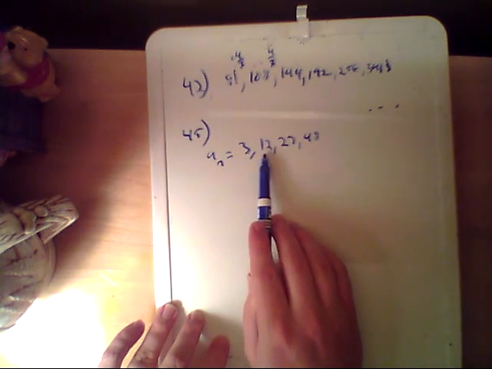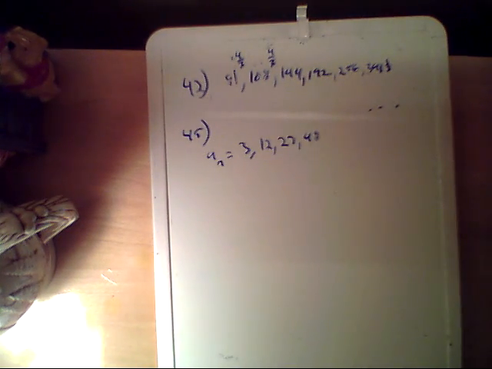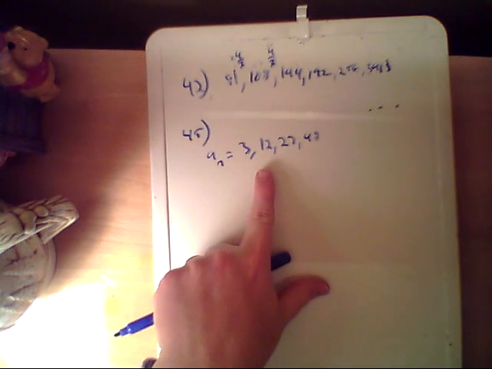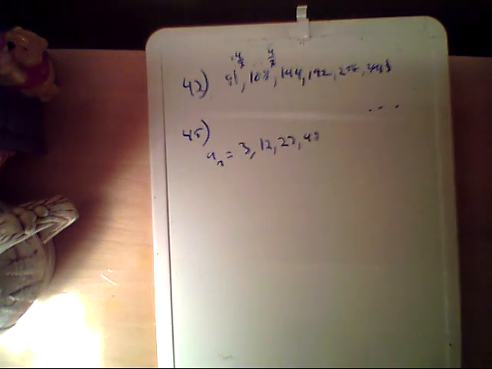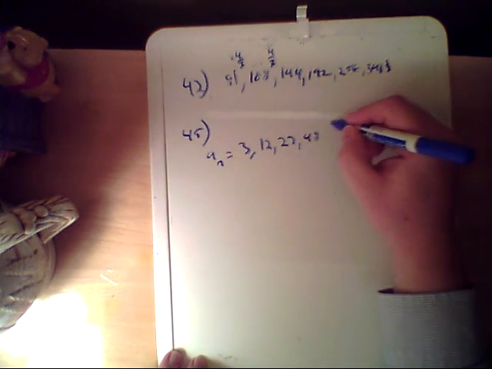Let's see, what's the ratio of 12 and 3? It'd be 4, right? My goodness, my brain is fried. Let's see, 12 divided by 3 is 4, right? Of course. And 27 divided by 12 is not 4, so we know that we don't have a common ratio either, so it's neither.